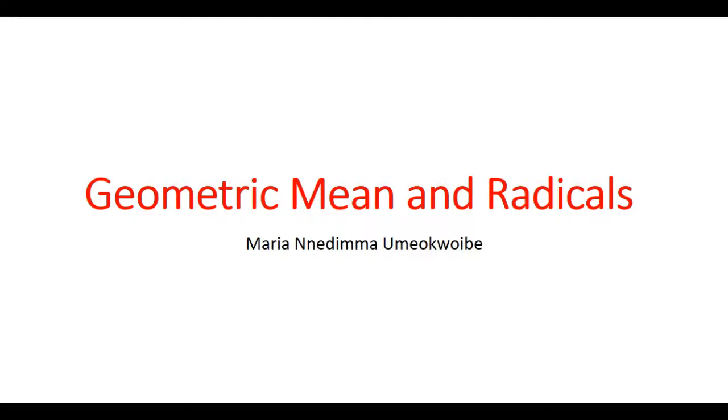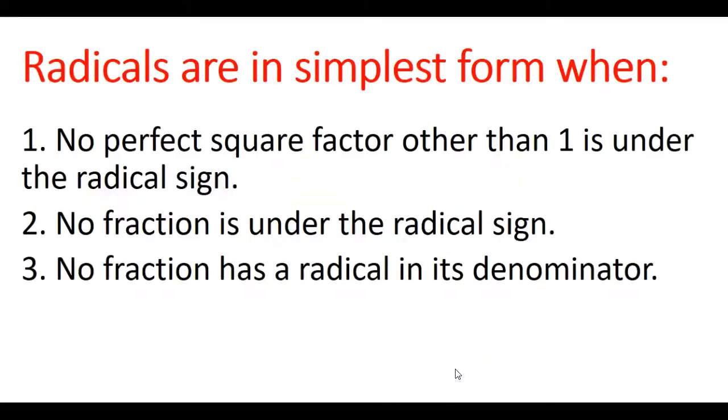In this video, you will be learning how to calculate the geometric mean and simplify radicals. Radicals are in simplest form when no perfect square other than 1 is under the radical sign, and no fraction is under the radical sign, and no fraction has a radical in its denominator. Okay, we'll look at all these in an example.